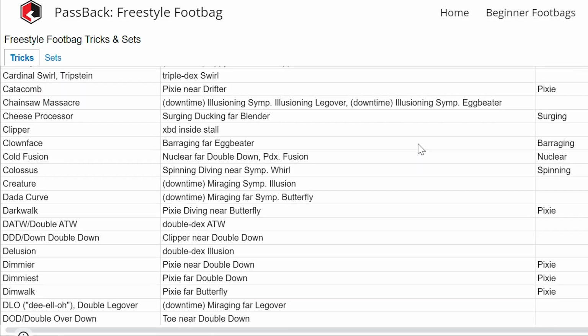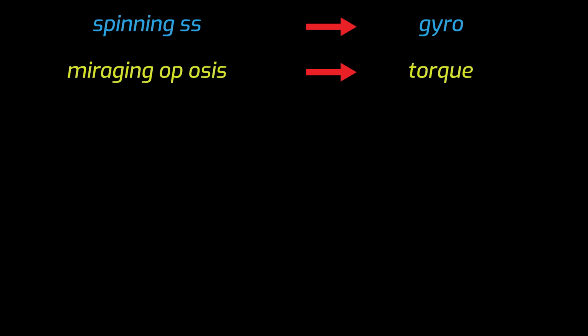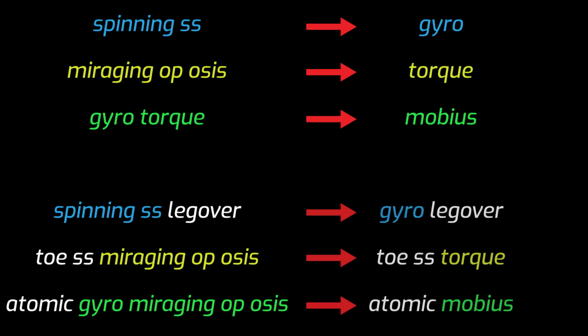And this process of using the dictionary might seem tedious, but it is cumulative. Every instance of spinning same side can be replaced with gyro, every instance of miraging opposite can be replaced with torque, and every instance of gyro torque, and all the other ways we named it, can be replaced with Mobius. That means when you encounter new things, like spinning same side legover, toe same side miraging opposite, or even something crazy like atomic gyro miraging opposite, you've already done the work to be able to simplify those to gyro legover, toe same side torque, and atomic Mobius.